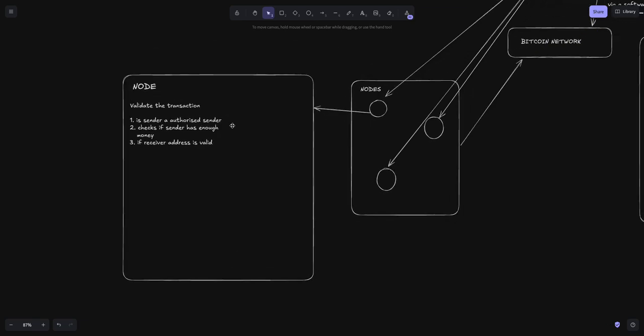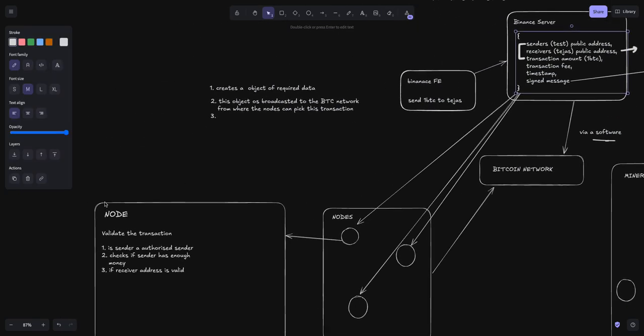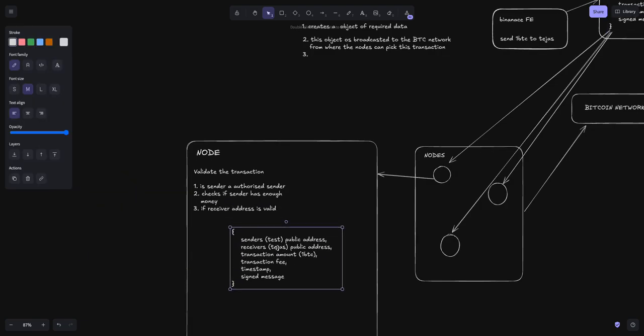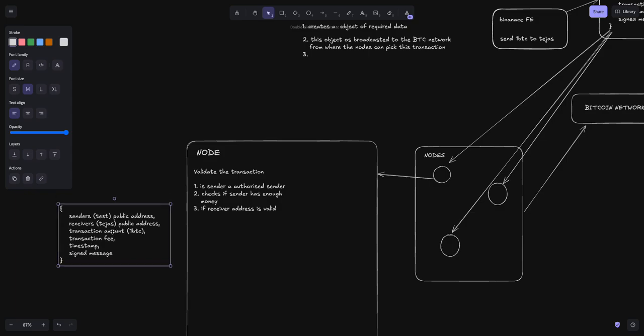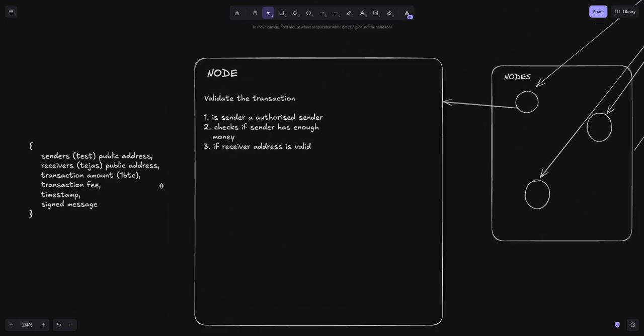First, if you remember, we get this data, right? We get this entire data. I will just copy this and paste this data here. We received this data, or we have this data. Now what happens? Do you remember the signed message? What is it?